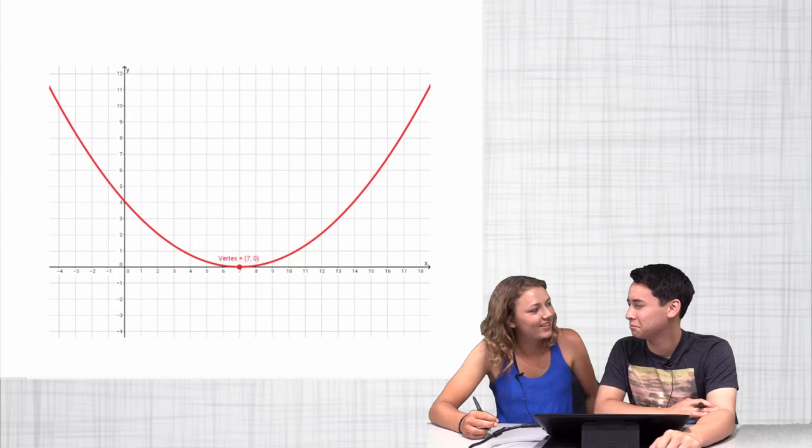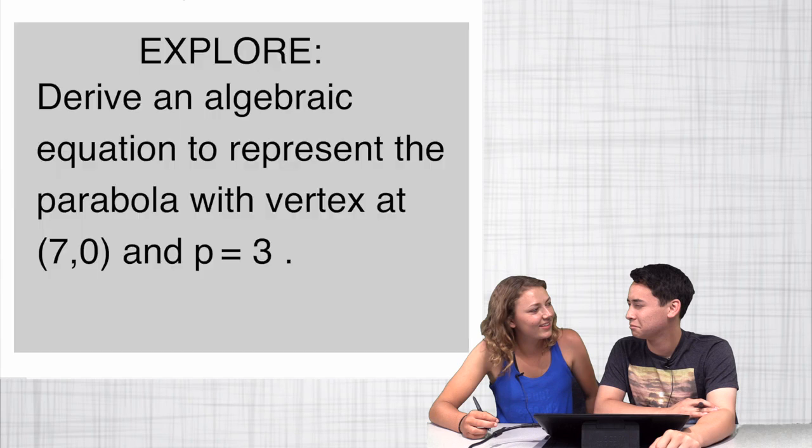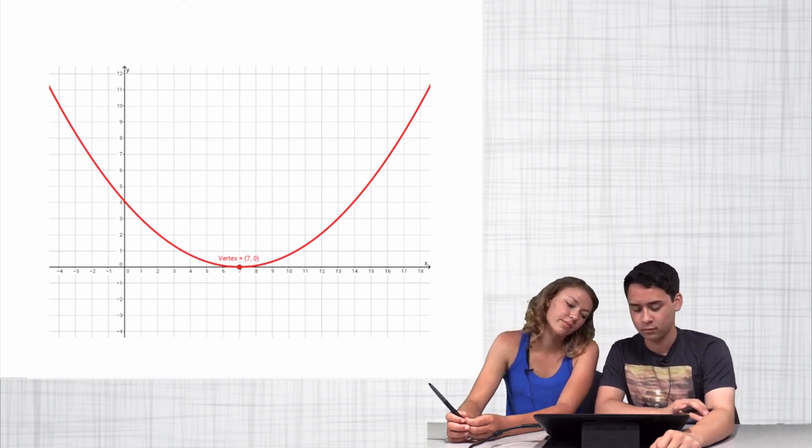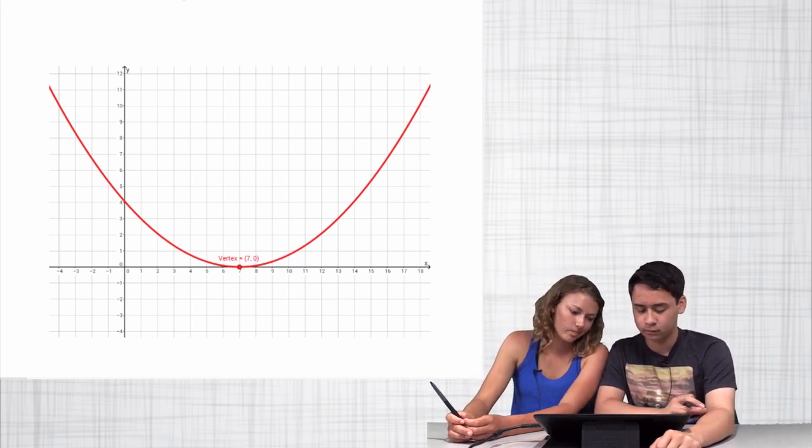In this episode, Sasha and Keoni further explore the parabola that has its vertex at the point 7, 0 and a distance of 3 units from its vertex to its focus. They derive an equation for the parabola using the Pythagorean Theorem and the definition of a parabola. Here is your new parabola with the vertex at 7, 0. I'd like you to derive an algebraic equation to represent this parabola.